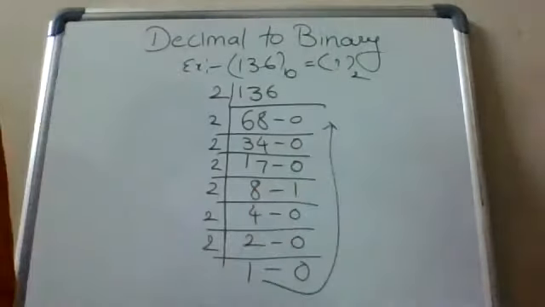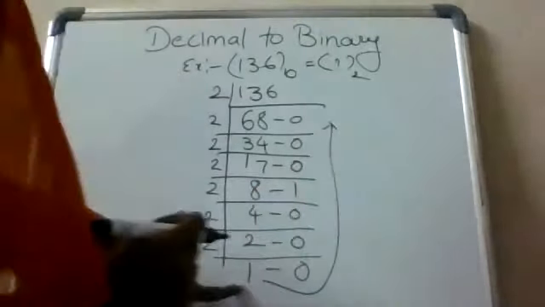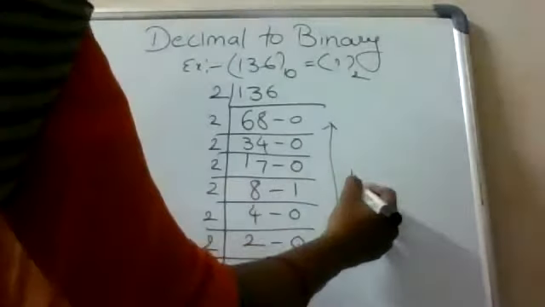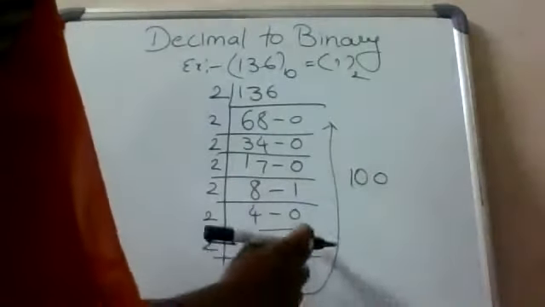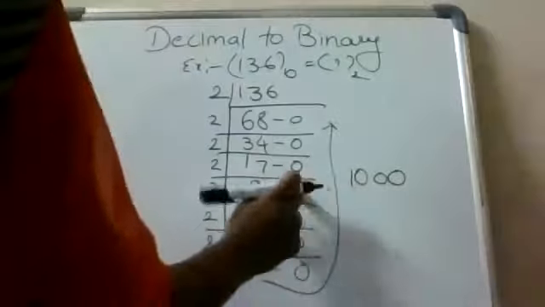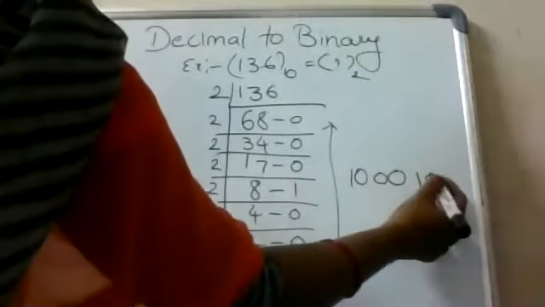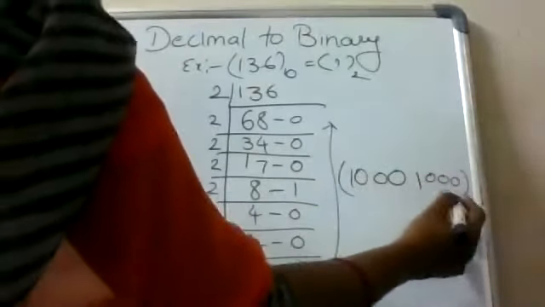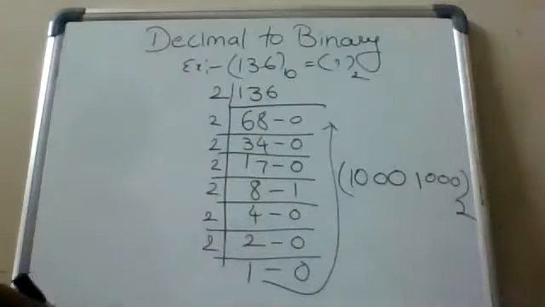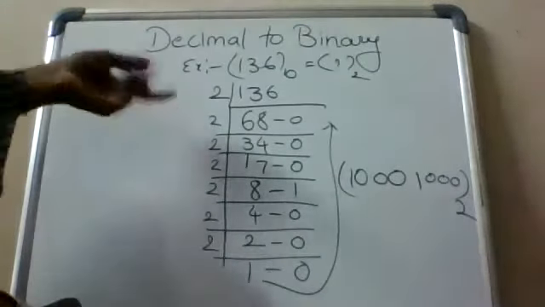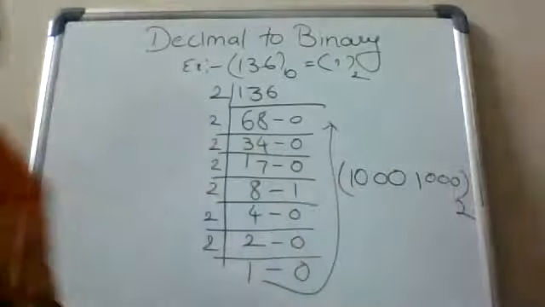From down to up: 1, next 0 0 0, then 1, then again 0 0 0. This is base 2. This is the binary conversion of the decimal number 136.